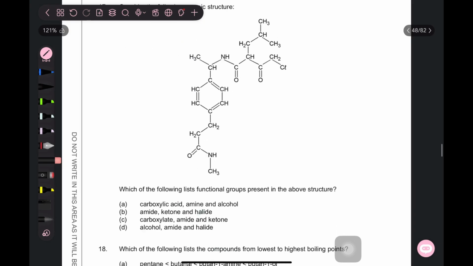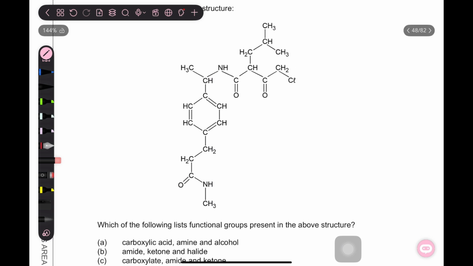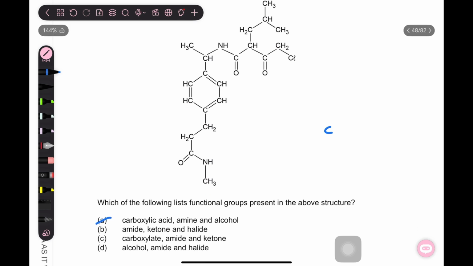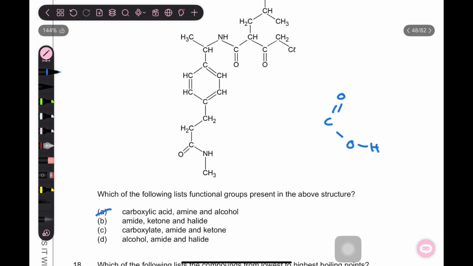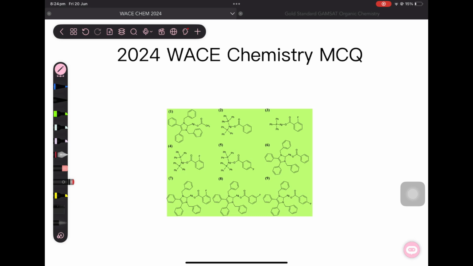So question 17. This is a pretty simple question. It's just asking us to identify different functional groups present within the compound. So I'm just going to start from the top and look at if there's a carboxylic acid, and there's not a carboxylic acid. So I know I can cross out A, because with our carboxylic acid, we would have our carbon, oxygen, and our OH group, and that's not present in this compound. Then I'm going to look for if we have a halide group, and I can see we do because we have the chlorine here, which is a halogen connected to a carbon. So we do have a halide group.